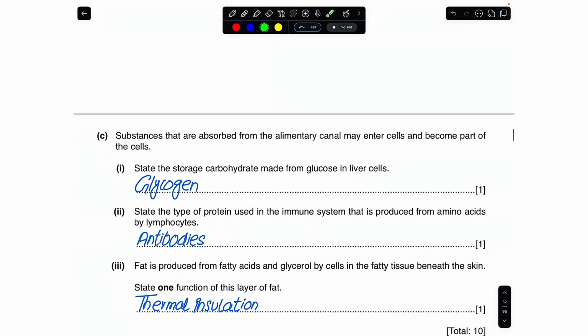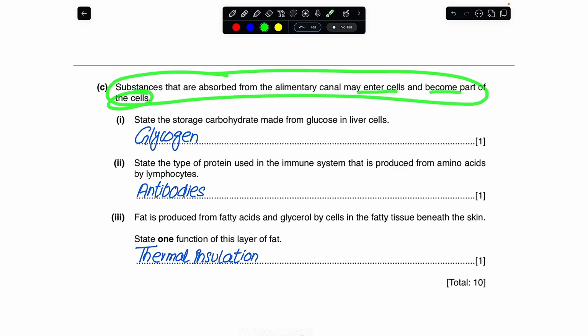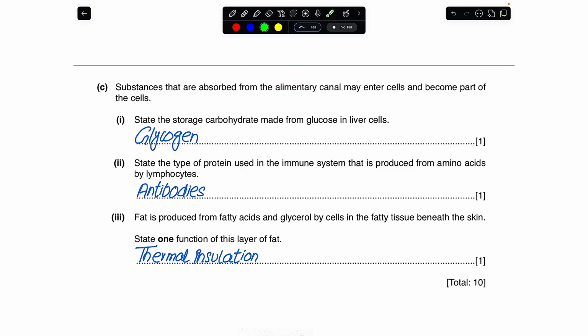If we go to the C part, they say the substances that are absorbed from the alimentary canal may enter the cell and become a part of the cell. So this entire statement is actually the definition of the assimilation process. For 1 mark, the examiner wants you to state the storage carbohydrate which is made from the glucose in the liver cells. The storage form of carbohydrate, we know it well, is a complex sugar, and the name is glycogen.